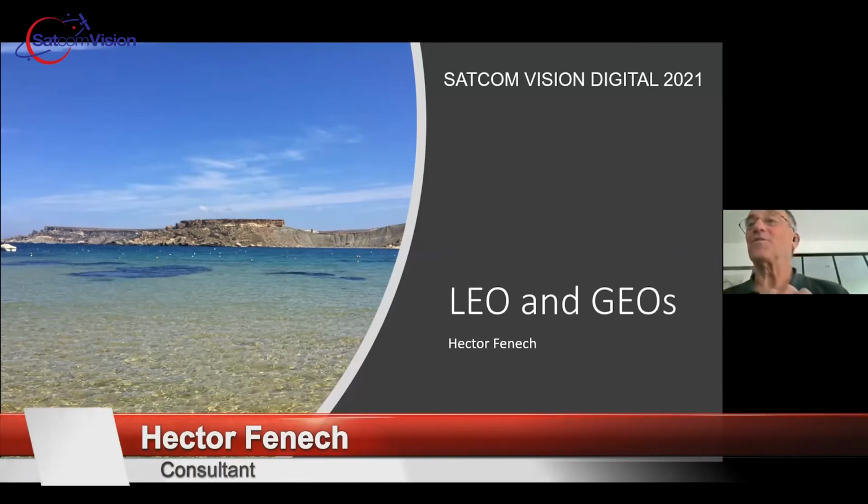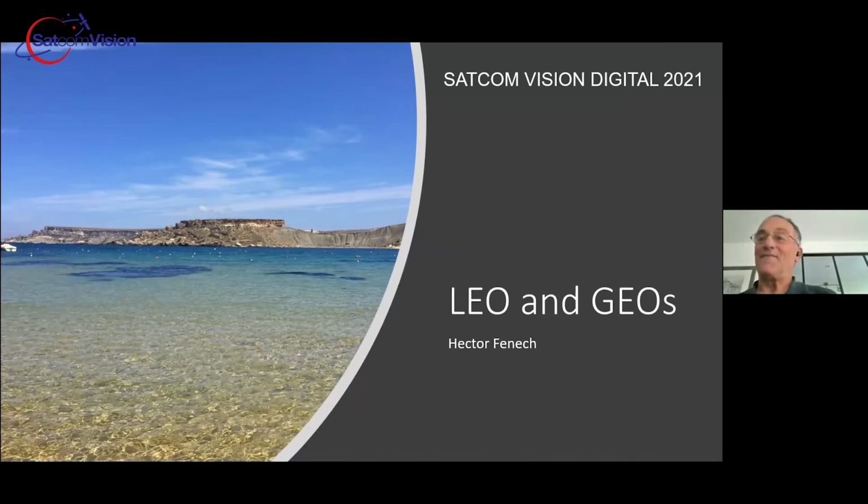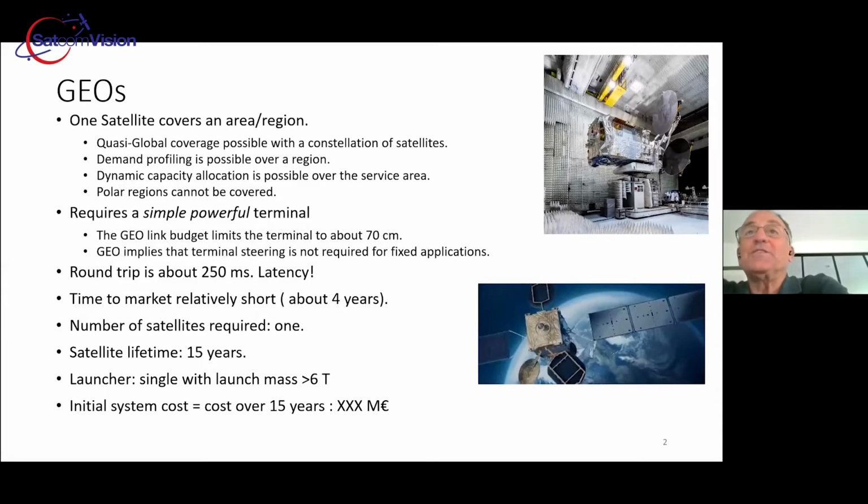So I'll be talking of LEOs and GEOs, but really it's LEOs and non-geostationary, to be honest. So let's start with GEOs. With the GEO system, by definition, you need one satellite to cover a region. As Arthur C. Clarke has shown a long time ago, I think it was 45, you can have a quasi-global system with 3 satellites.